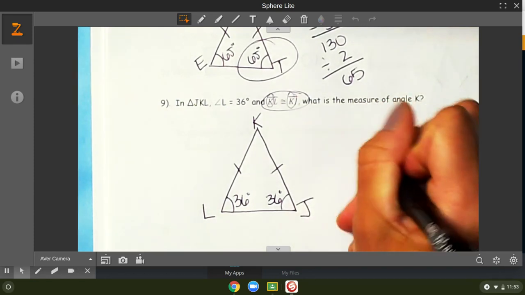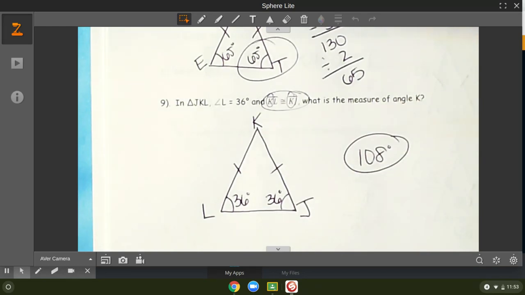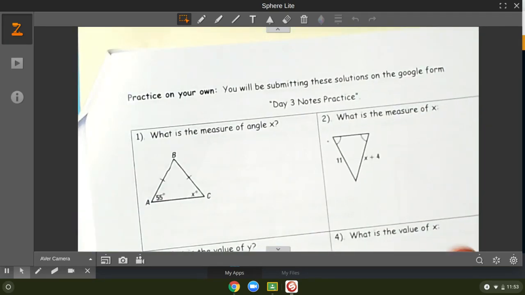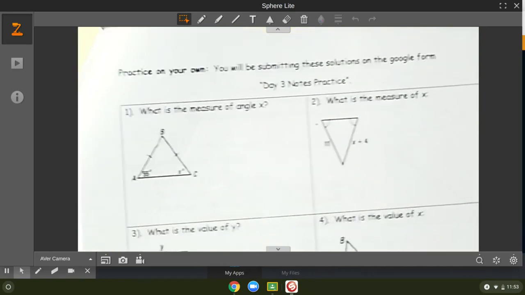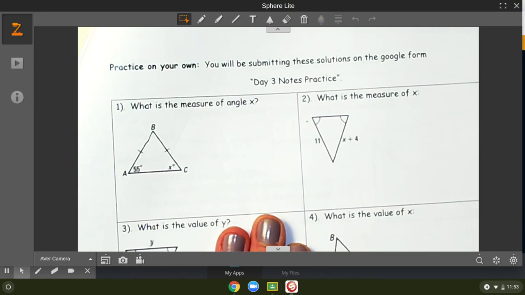All right, did you come up with 108 degrees? Very nice. You've accomplished today's goal of the day. At this point, if you haven't already done so, you can move over to today's practice. Remember, when you're done, you need to submit those answers on your Google Form practice. All right, folks, have a great rest of your day.